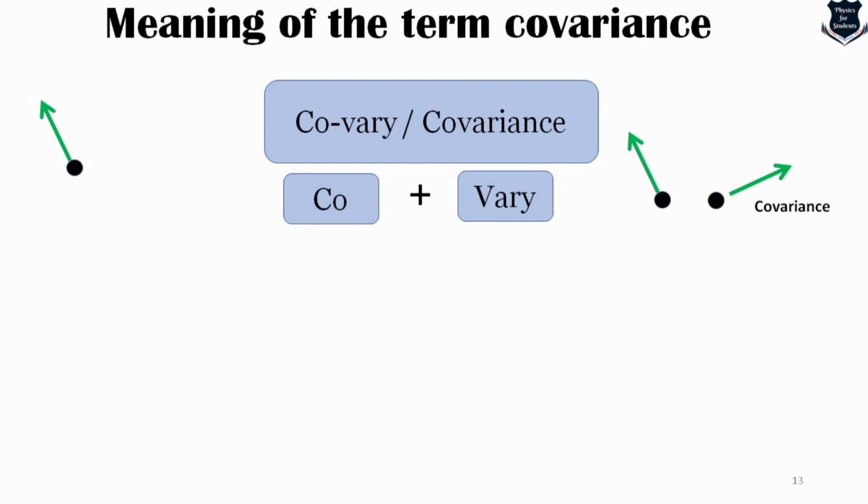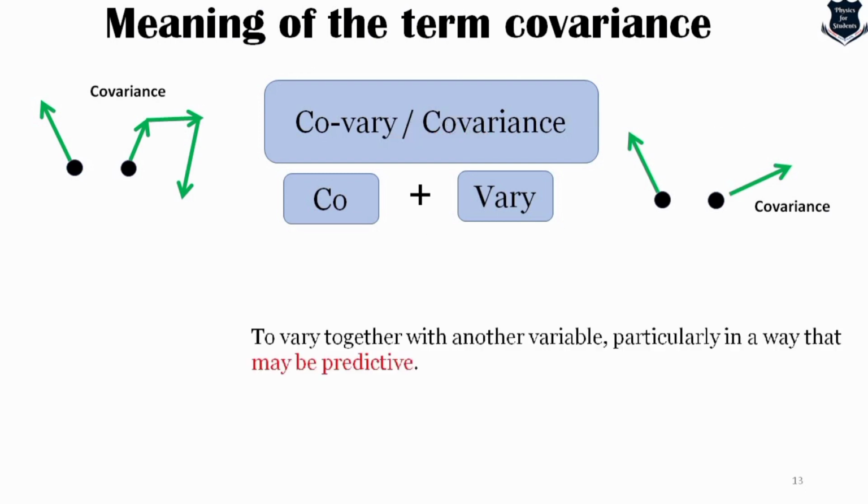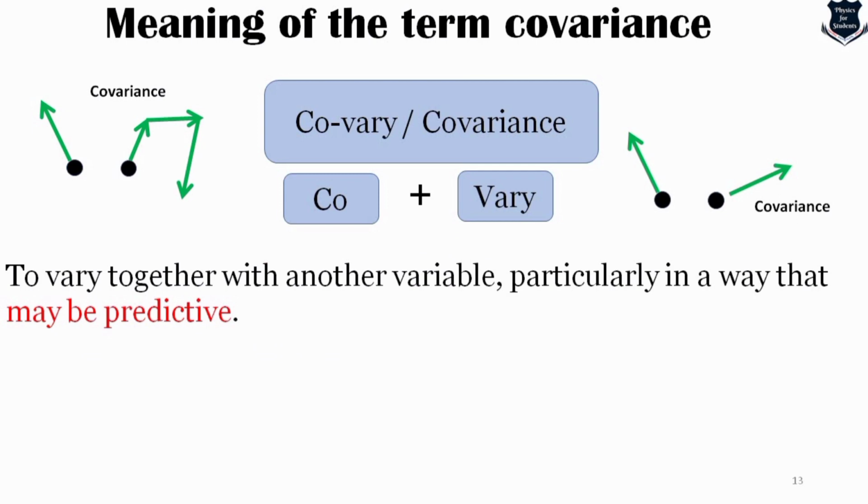Now, if I take this object on the left-hand side of the screen, it can vary up to this, and it can even go there and it might vanish. So it is also called a covariance. So covariance is basically to vary together with another variable, particularly in a way that may be predictive. Now, this is a very, very important fundamental concept, because the entire concept of generating tensors in general relativity is the postulate number one, that is the principle of general covariance.